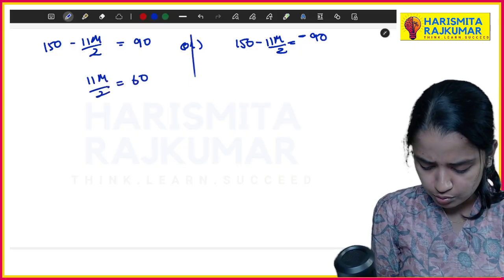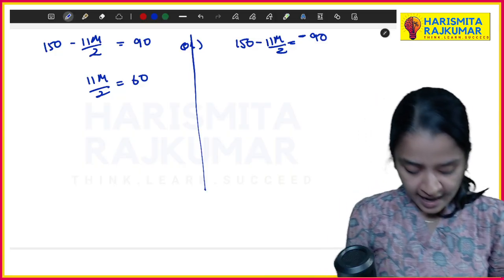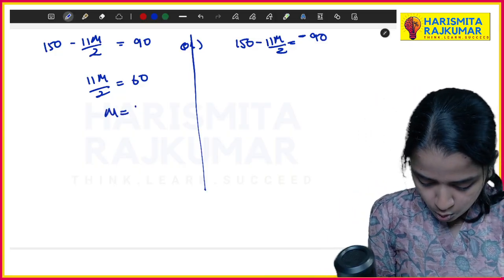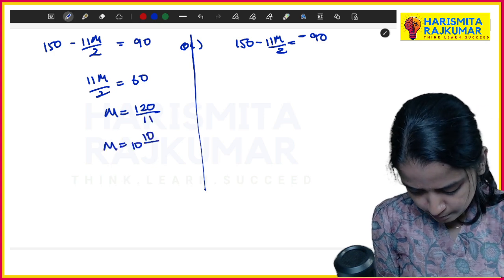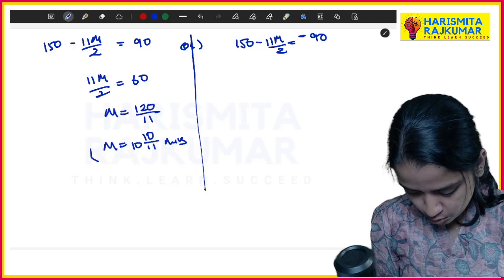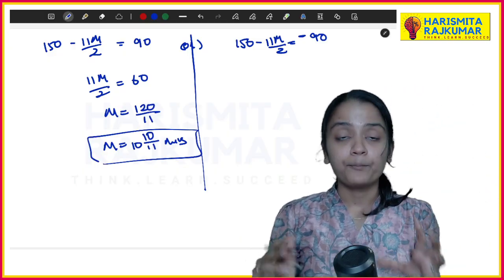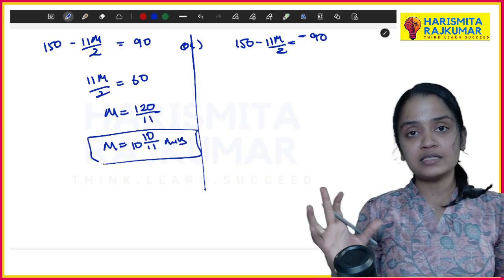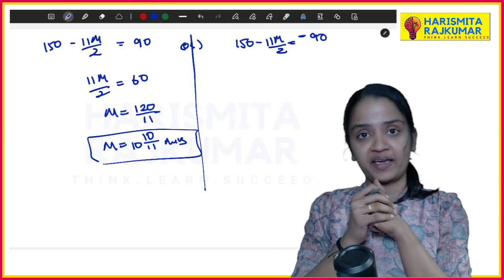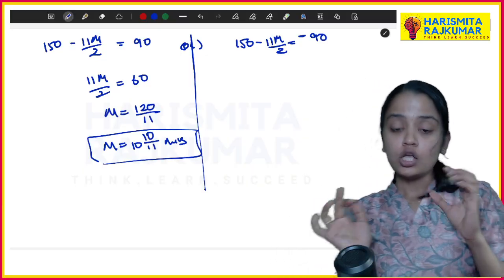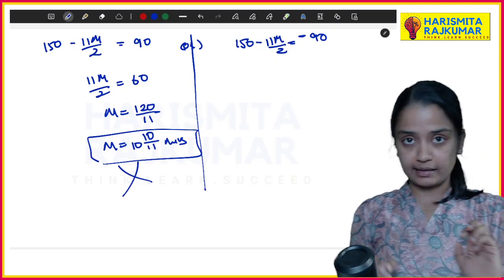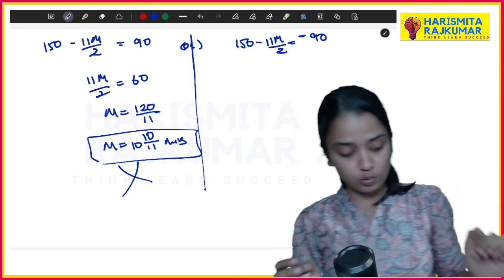I hope you understood this solving method. And M will be 120 by 11, so M will be 10 10/11 minutes. Okay. This is my M. This M is before 5:30, but they asked us after 5:30, so this is not correct. We have to check the other one and see.